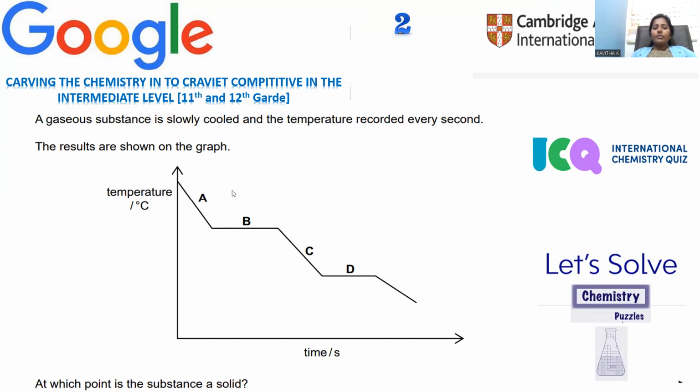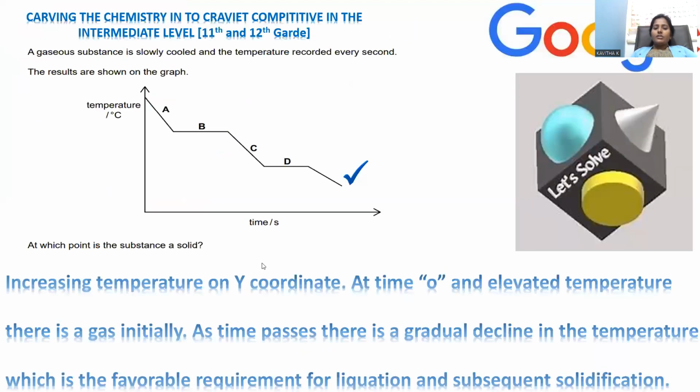And if you observe the entire graph, the thing we need to anticipate is at which point the substance is solid in nature. The solid substance is to be identified. So let me check. Let me mention the solid is available at this point, so the tick mark will be placed. Why are we making a tick over there?